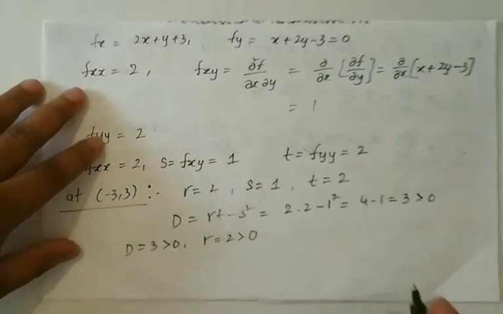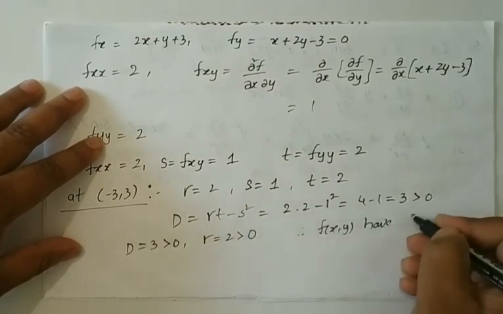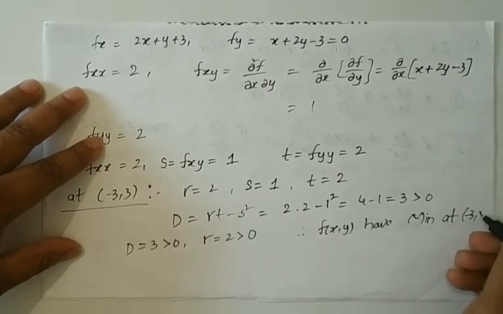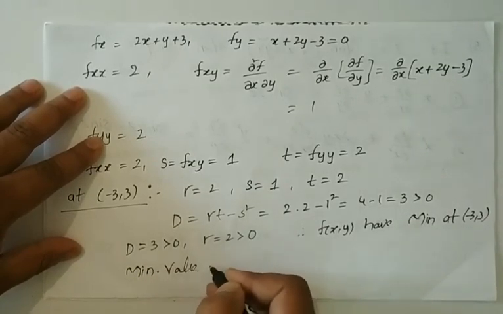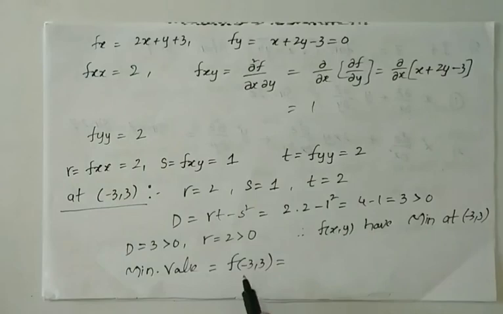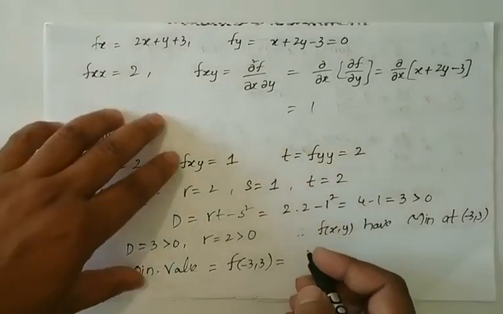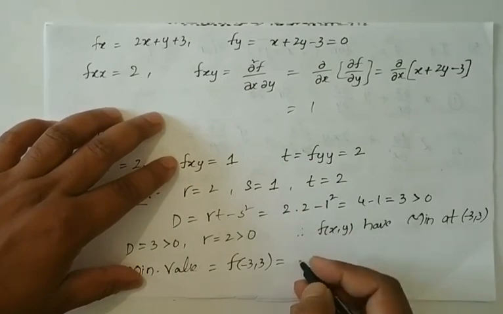That's all. Therefore f of x comma y has a minimum at minus 3 comma 3. The minimum value is f of minus 3 comma 3. For finding f of minus 3 comma 3, you just have to substitute x is equal to minus 3, y is equal to 3 in the given function. What is the function? x square plus xy plus y square plus 3x minus 3y plus 4. F of minus 3 comma 3, tell me. So here f of minus 3 comma 3 is nothing but minus 5.